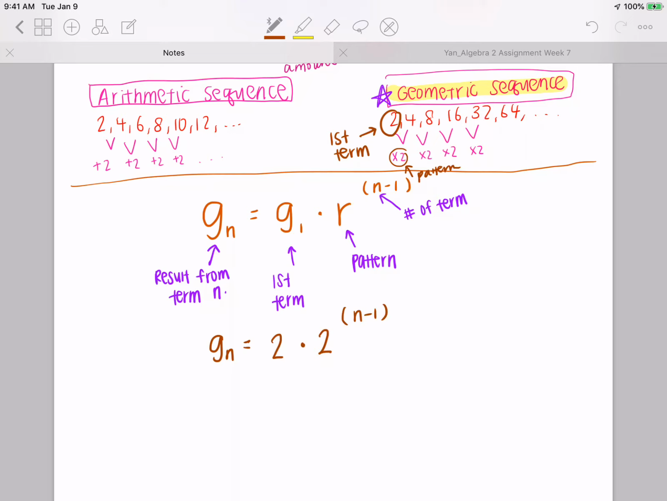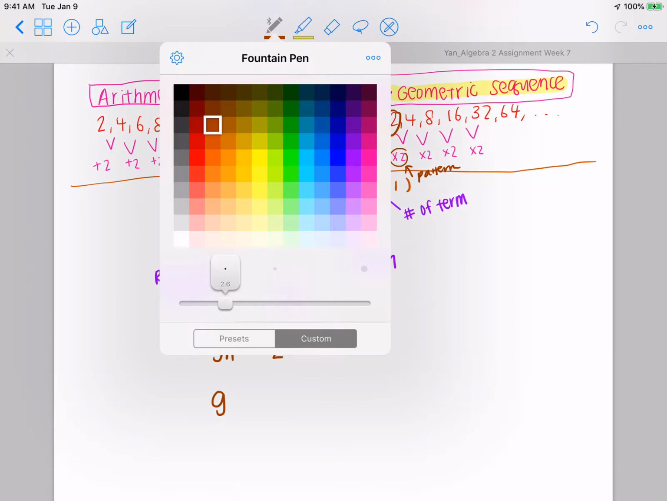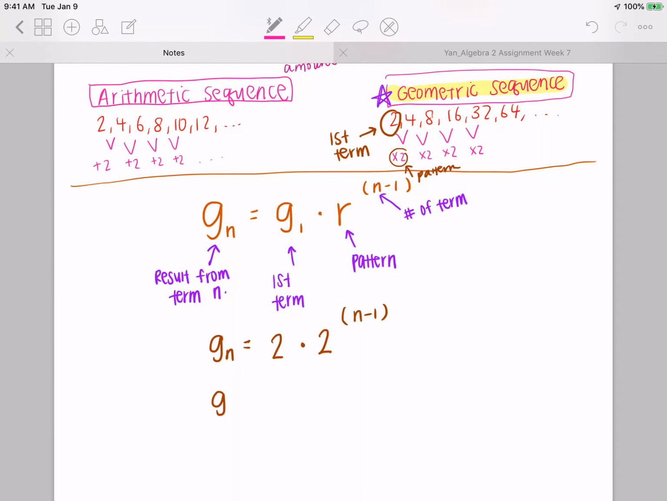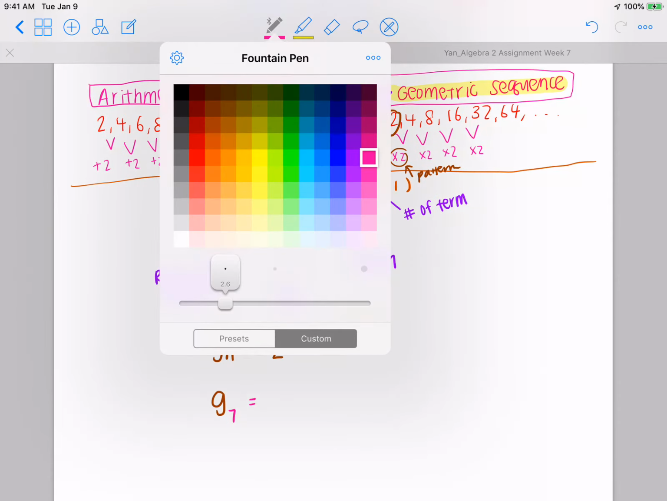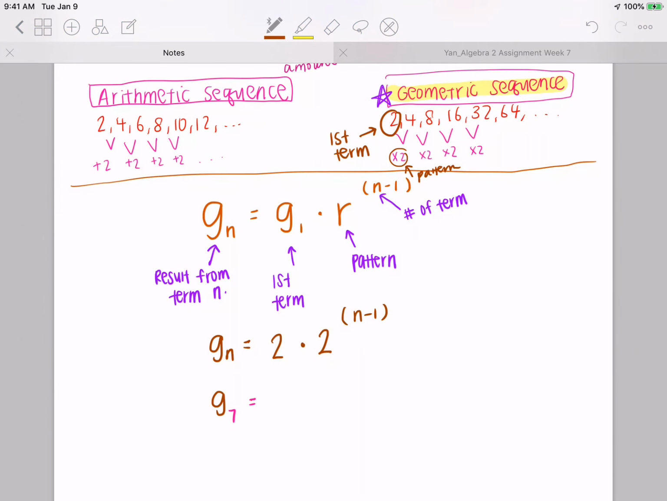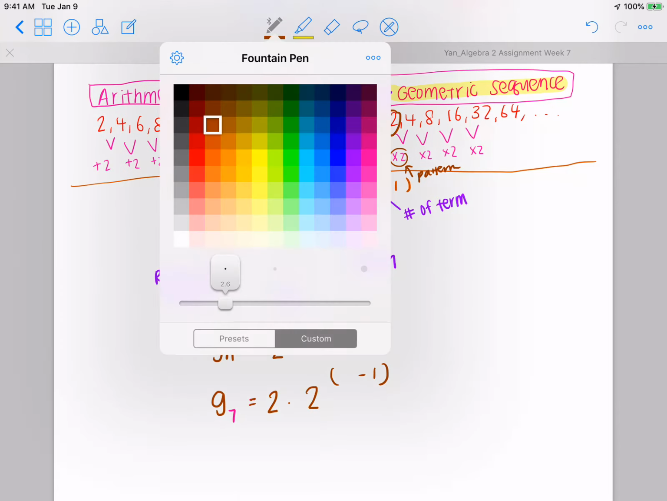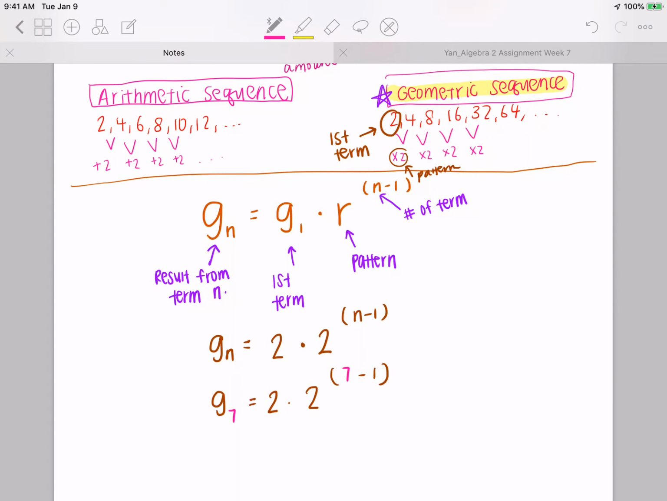So if I want to find g sub 7, then I would substitute 2 times 2 to the 7 minus 1. I would put 7 up here, and then it'll be 2 times 2 to the 6th power, which is 128 when you put it in the calculator. Okay, so that means my 7th term would be 128.